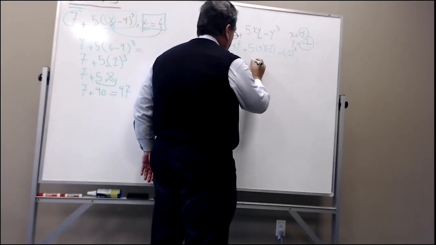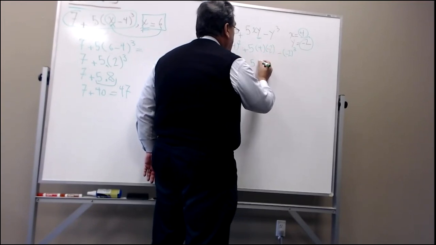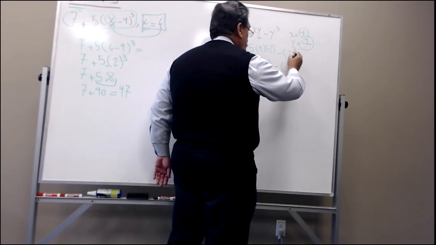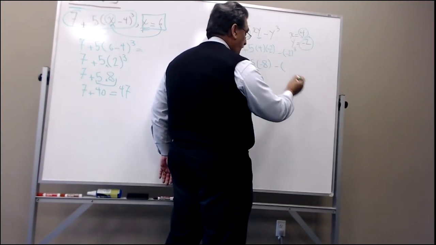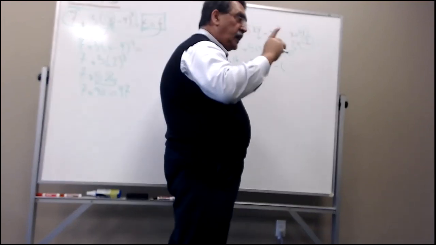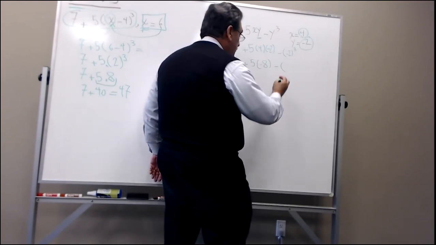Plus 5 times 4 times minus 2 is minus 8. Minus, no, 2 to the power of 3 is 8. You have a negative sign here. Negative times negative becomes positive, but positive times negative again is negative. So we get minus 8.